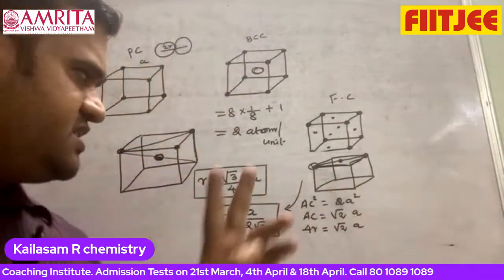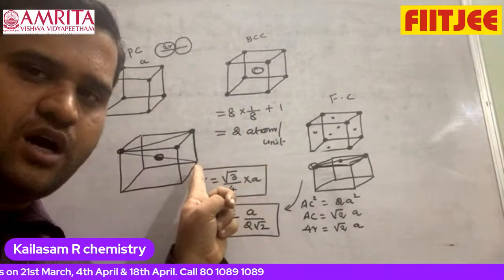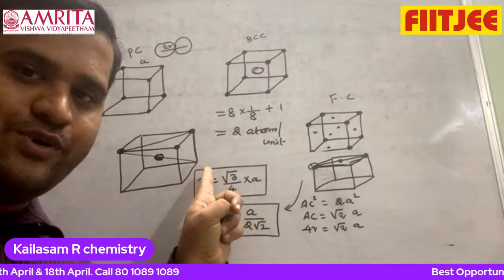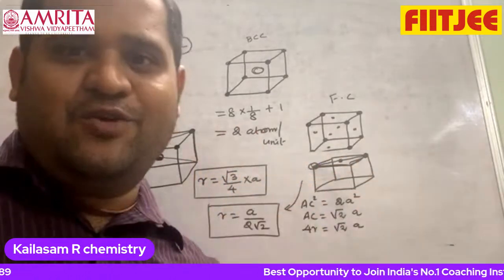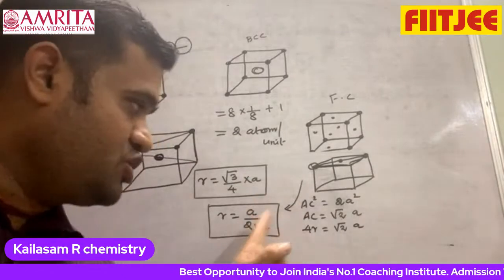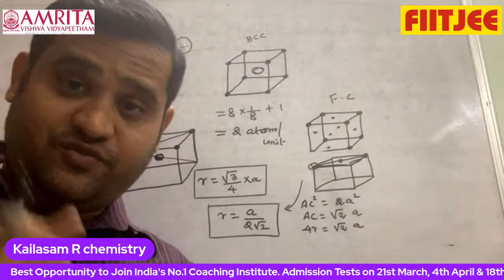What is packing efficiency? Number of atoms here is what? 2. 2 into 4 by 3 pi R cube, so root 3 by 4 A cube by A cube. Are you able to follow? Same here also. Number of atoms is what? 4. Are you able to follow?